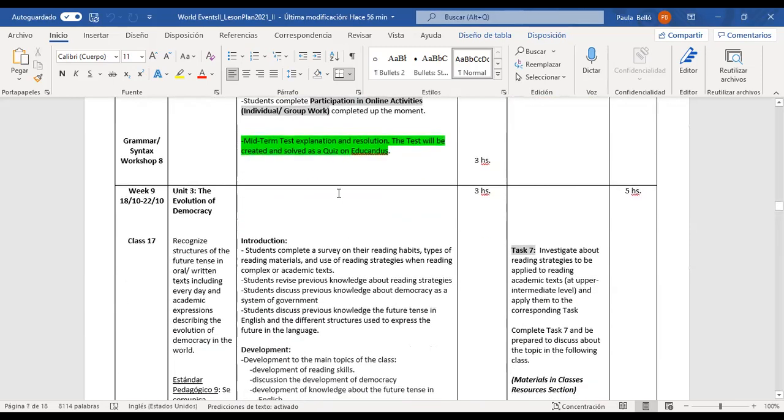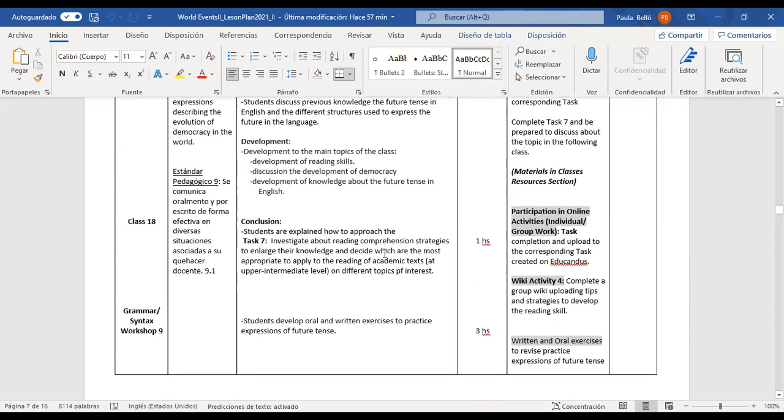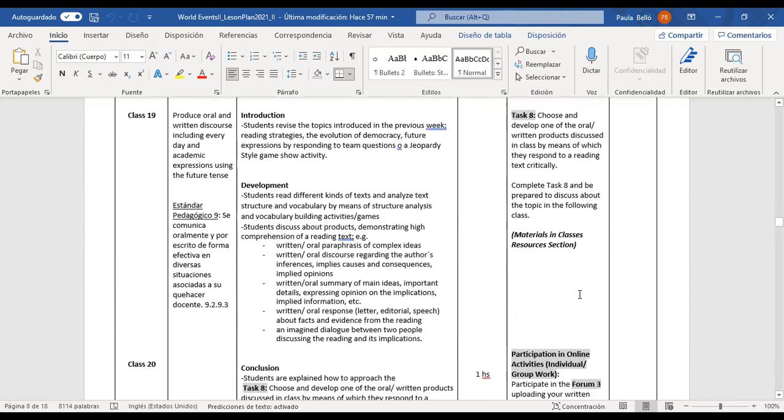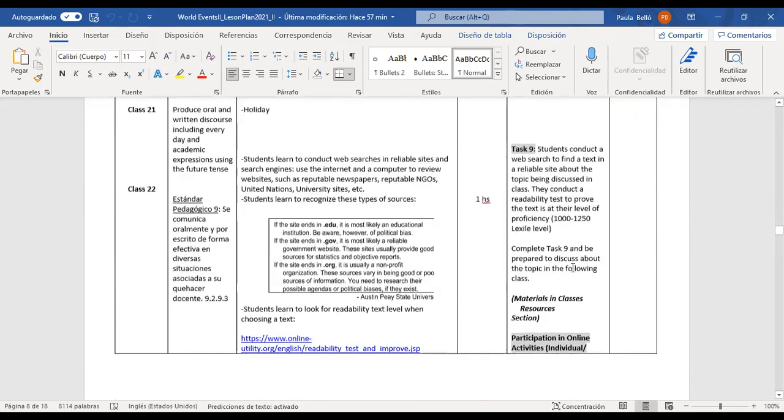Then we start a new unit, which is evolution of democracy. And this unit will be concentrating on reading habits. Remember, we did a little bit of reading last year, reading strategies. So we keep on revising previous knowledge and working on everything you already know. We're not always starting something new. It's always revising past knowledge, and we are preparing here for reading in general.